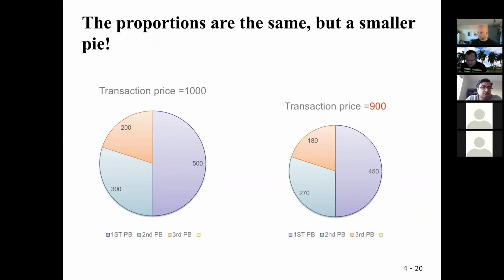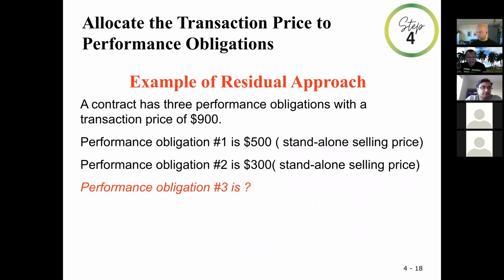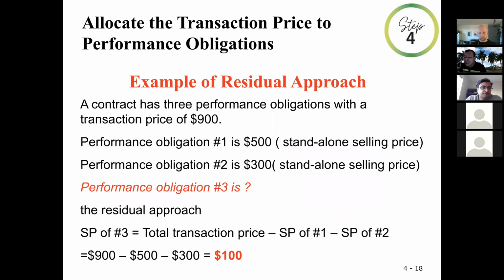If in this example, we don't know the standalone selling price for the 3rd performance obligation, then we are not able to do the proportion approach, right? Therefore, we have a residual approach. Under the residual approach, you give the full amount of the standalone selling price to the known obligations. Whatever is left over, you leave it for the unknown performance obligation. Okay. Good.